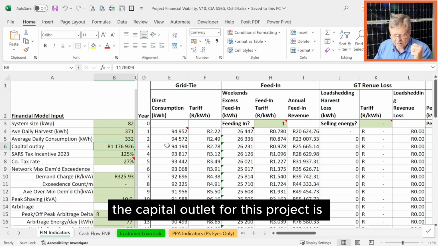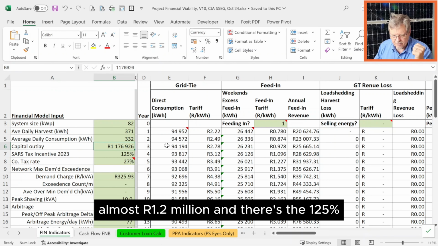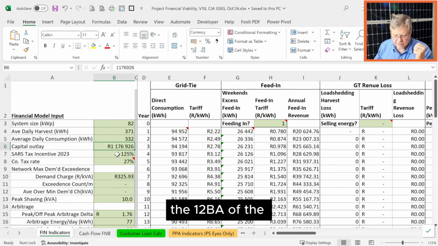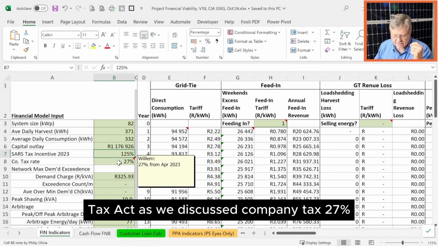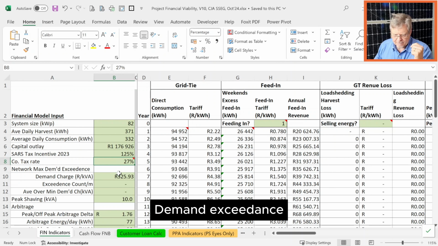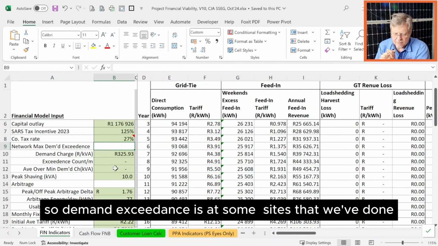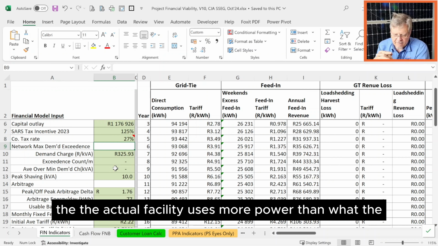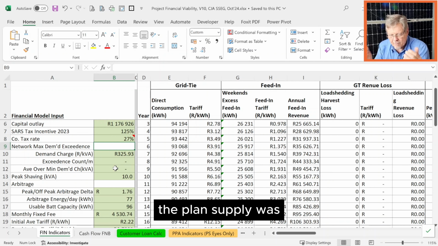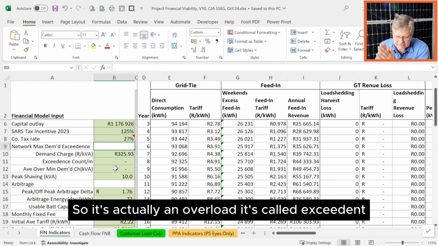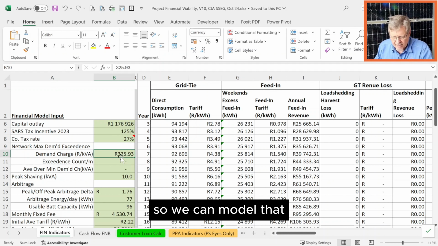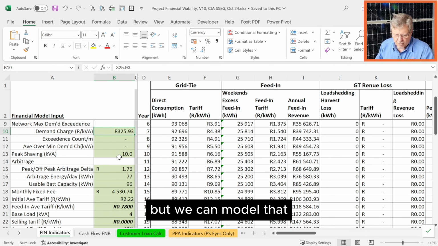All right. The capital outlay for this project is almost 1.2 million rand. There is the 125%, the 12DA of the Tax Act, as we discussed. Company tax 27%. Network demand exceedance. In this model, we have a built-in way to calculate demand exceedance. Demand exceedance is when, at some sites that we've done, the actual facility uses more power than what the planned supply was, so it's actually an overload. It's called an exceedance. There's quite an expensive charge to that, so we can model that too. That's not included in this one, but we can model that.